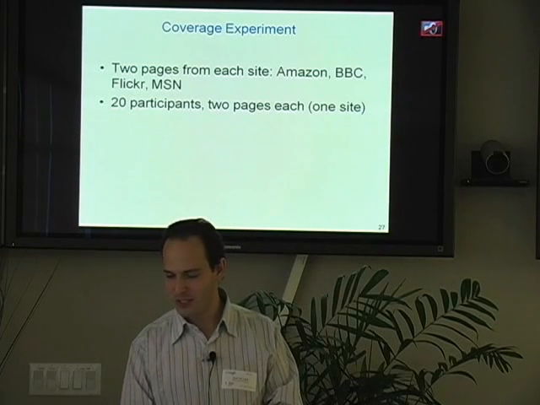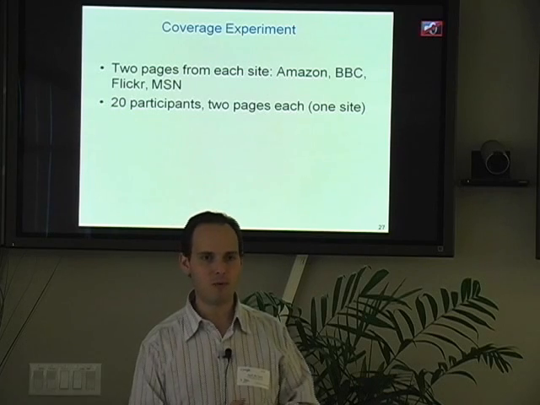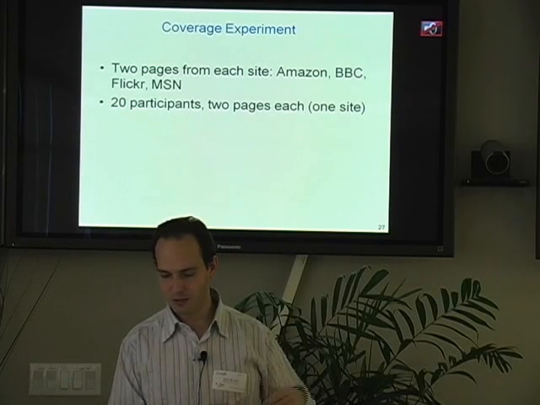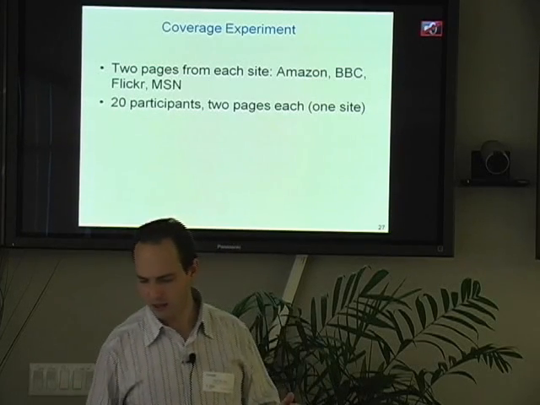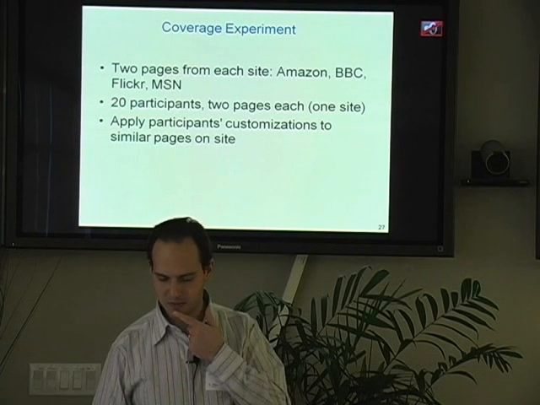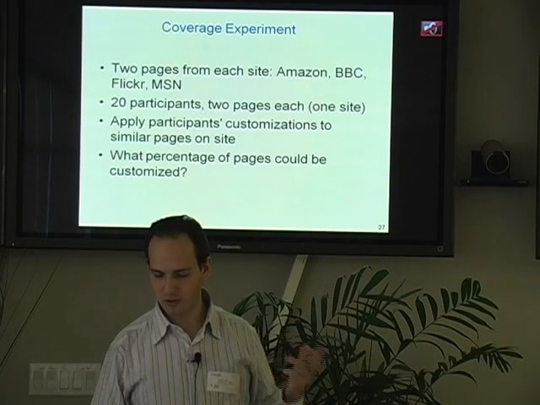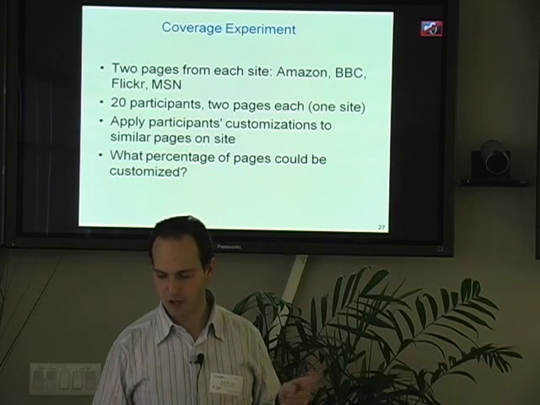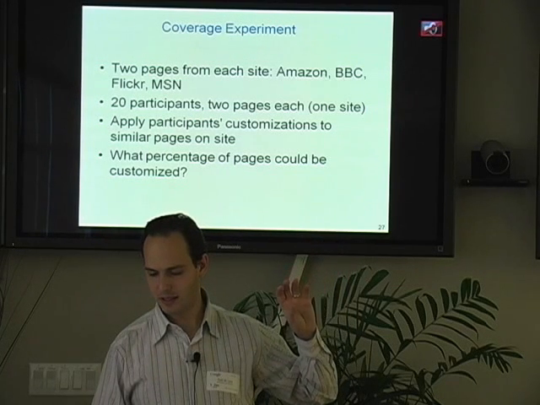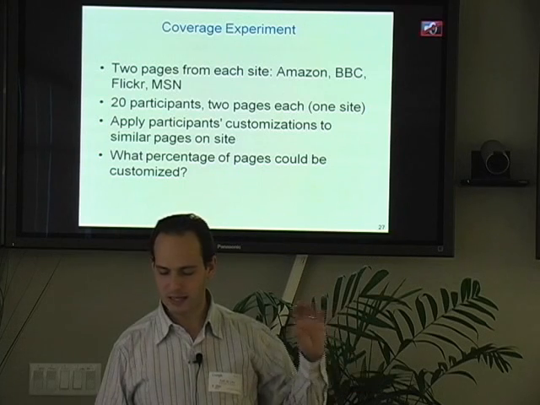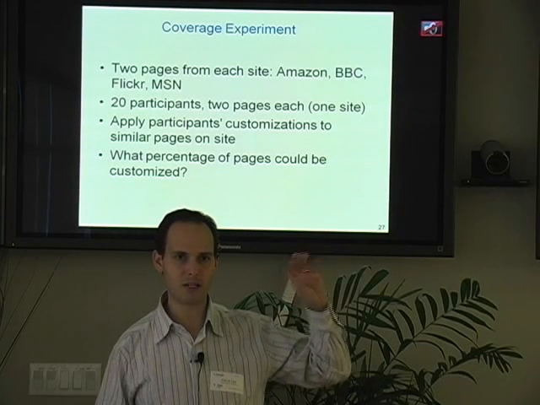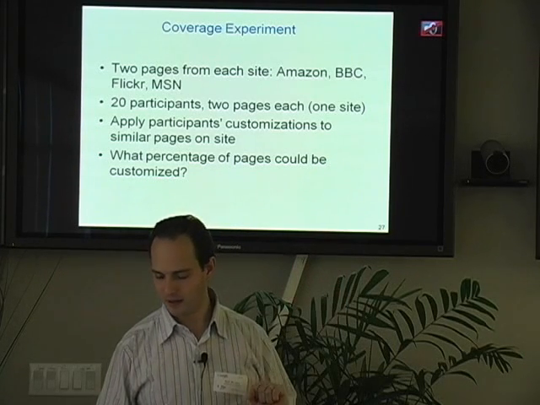Anyway, so the second experiment, we wanted to figure out how many pages in a website I have to customize to pretty much get access to the whole website. And what we did is we took 4 other popular websites and 20 participants, 5 participants for each website, and we asked them to customize 2 pages from each of these websites. So if you think about it, it's sort of like a portal page, and then a news item page, or in the case of Flickr, a specific page for an album, and then a page for a picture.